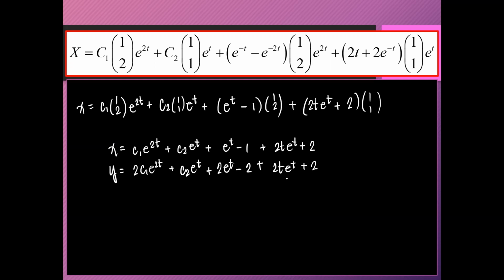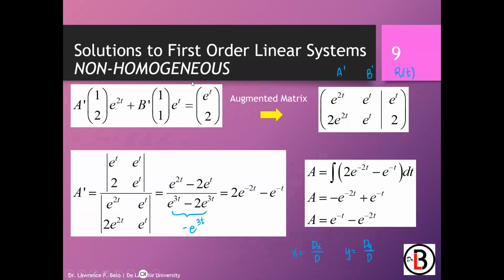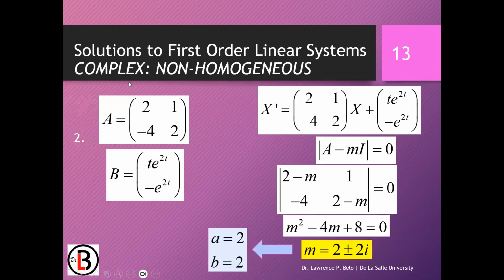Lahat na may e to the t, lahat na may e to the 2t, pwede nyo pagsama-samahin. Kasi yung mga constants that could cancel, you may cancel them. So it's not that difficult. Let's go to another one. Kasi the other one is basically just a sample of non-homogeneous. So let's go to another one.